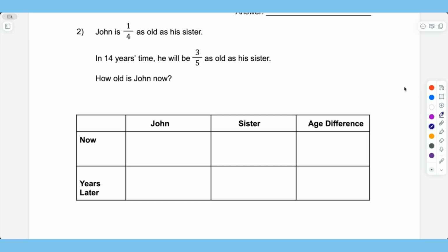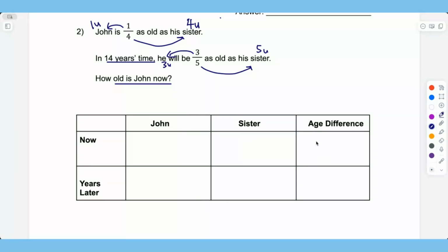Question number 2. John is 1/4 as old as his sister. In 14 years' time, he, means John, will be 3/5 as old as his sister. John will be 3 units and his sister will be 5 units. How old is John now?